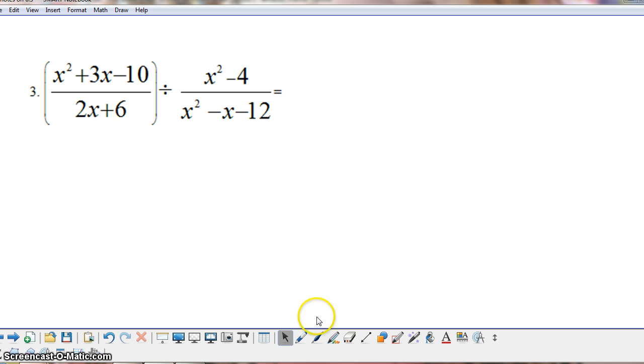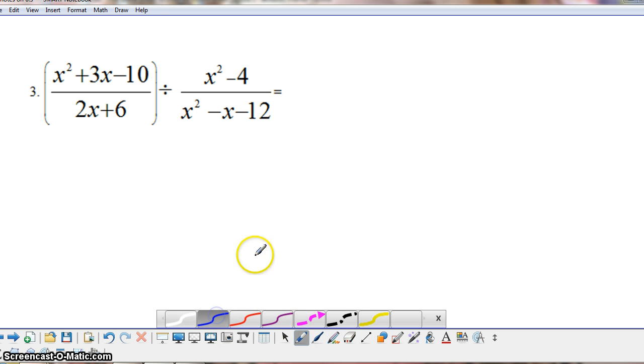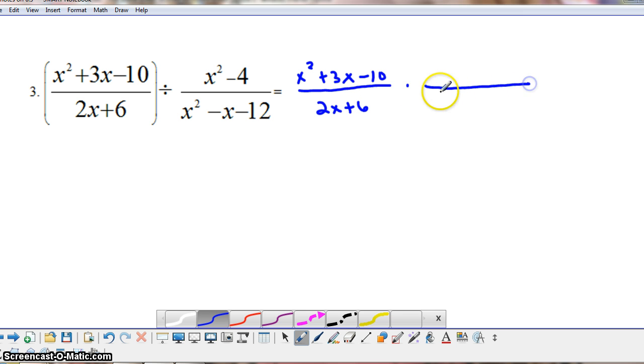For our third example, we have a lot of factoring actually that we need to do here. But first of all, let's rewrite the problem. We'd have x squared plus 3x minus 10 over 2x plus 6. And to divide by a fraction is the same as multiplying by its reciprocal. So we'd have an x squared minus 4 in the denominator and an x squared minus x minus 12 in the numerator. And now I'm going to go through and I'm going to factor each of these numerators and denominators.